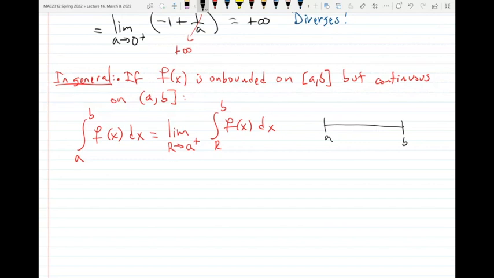Okay? So my advice to you is just, have this picture in mind. Here is A, here is B. We're technically placing an R in here, and then we are slowly going towards A like that. Slowly or faster, however you want to go. Okay? So that's the point.